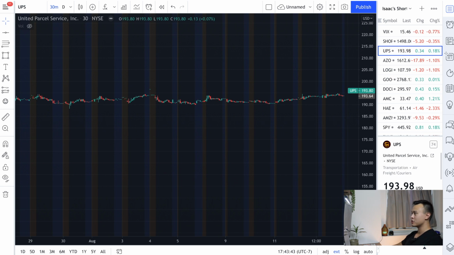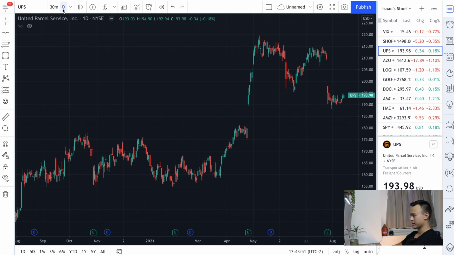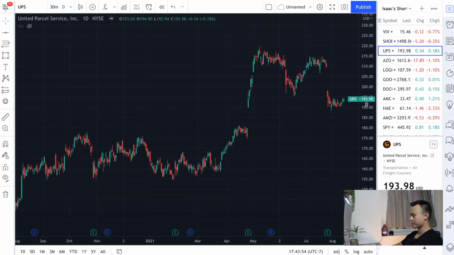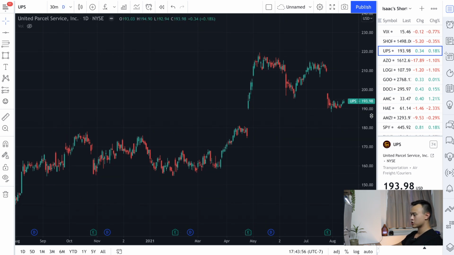Anyways, first thing I want you to do is zoom out to at least the day chart to draw your levels of support and resistance. So you're going to come to the top left-hand corner, click on D, and this will bring up the day chart. Pretty much the higher the time frame is, the more accurate or the stronger your levels of support and resistance are going to be. So I find that charting on the day chart is really helpful.